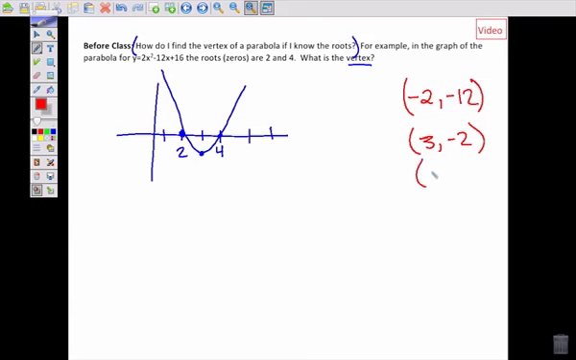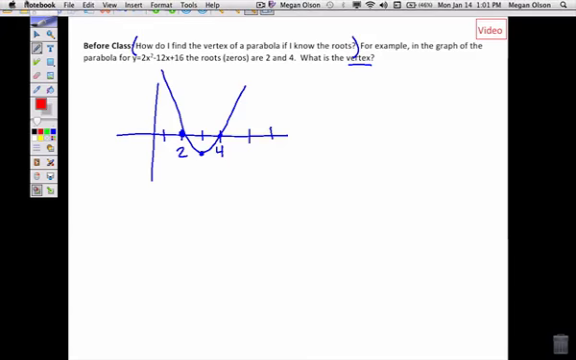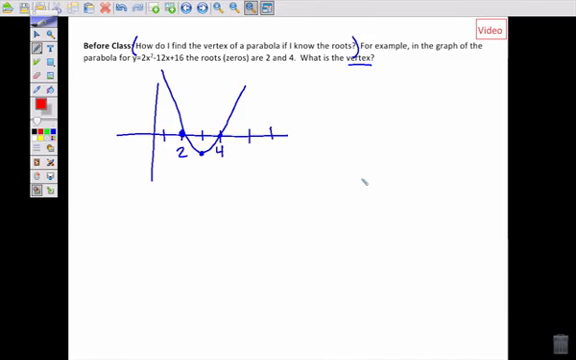3, -2. Anybody else get a different one? Taylor? I got 0, -1.5. -1.5. No, I got 3. And anybody else? Kara? 3, -1. So what I'm seeing here is that we got some different answers, okay? One of these answers is right. I'm going to teach you guys, though, how to get the vertex coordinates given the roots, okay?